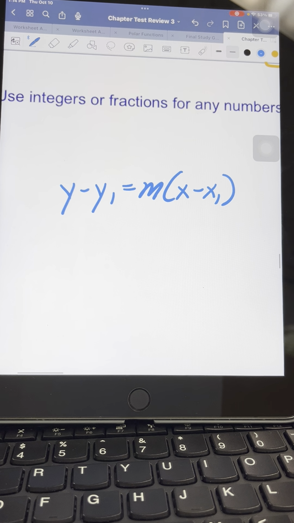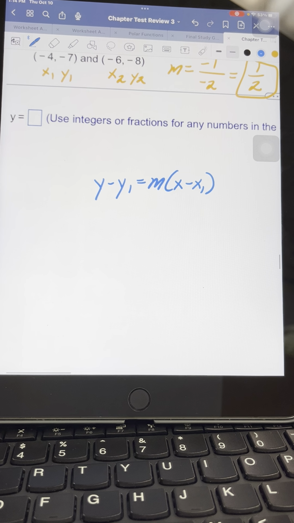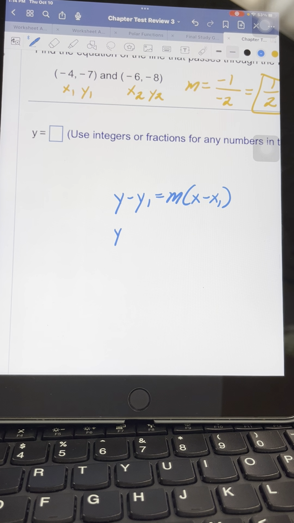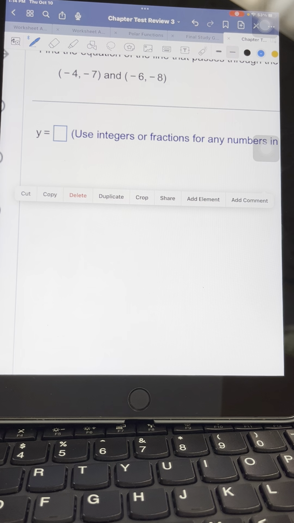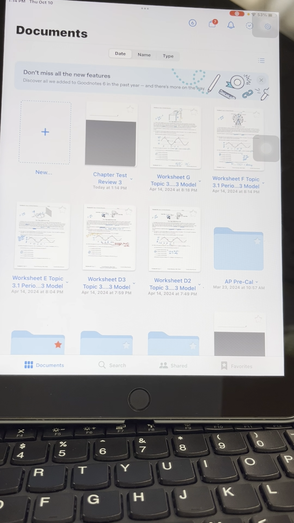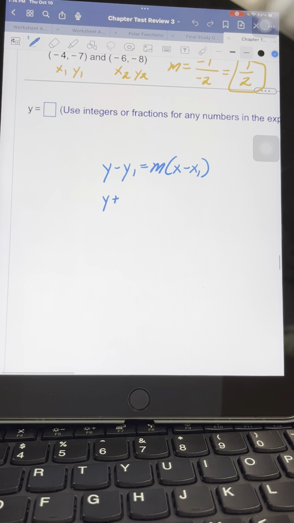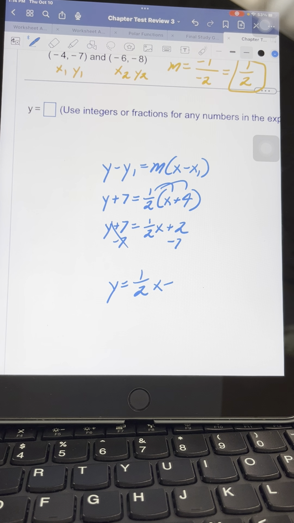Okay, so let's do the first two, just because, why not? y minus negative 7 is plus 7. y plus 7 equals, what's the slope? 1/2. x plus 4. So y plus 7 equals half x plus 2, minus 7 on both sides. So my final answer is y equals 1/2 x minus 5. That's my final answer. Okay, next.